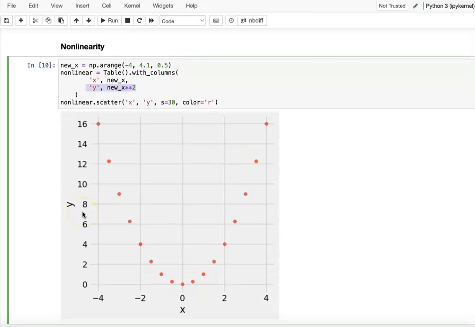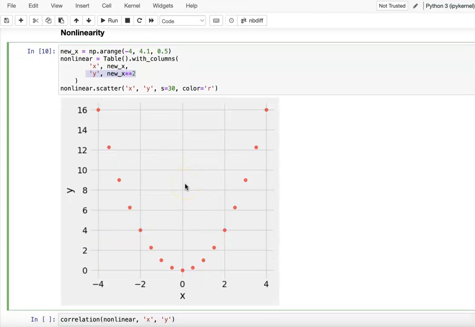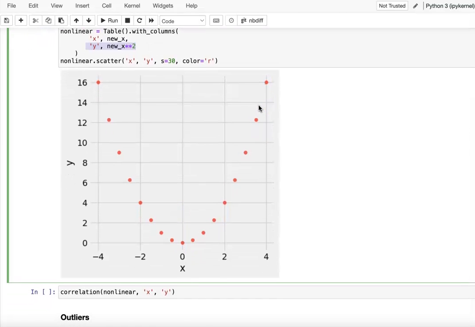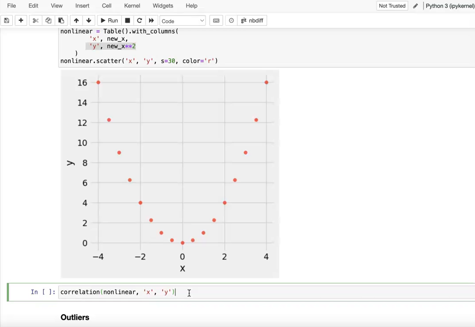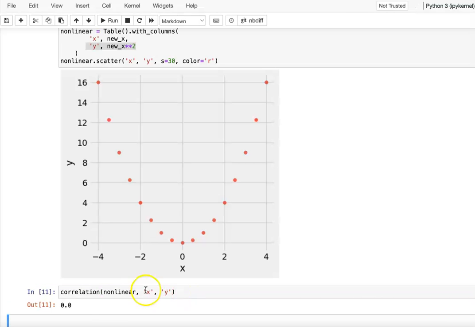Their relationship should be highly associated, right? Because if you give me the x, I can give you the y. For x equal to 2, y equals 4. For x equal to -2, y also equals 4. So in this nonlinear association, what is their correlation? Surprisingly, the correlation is 0, even though we see they are perfectly associated with each other.